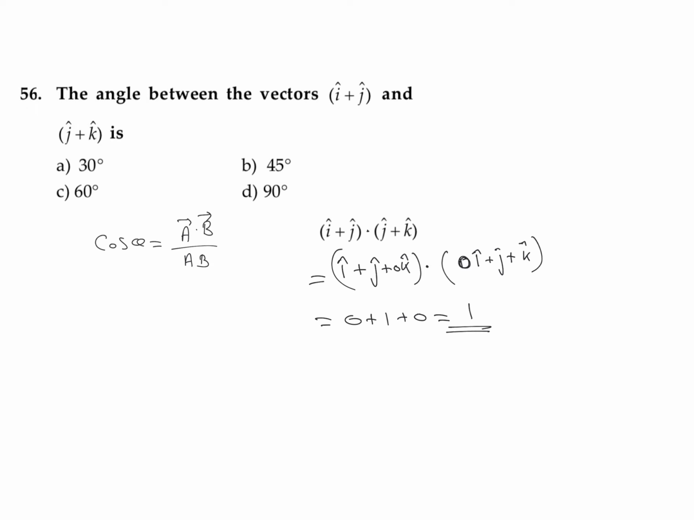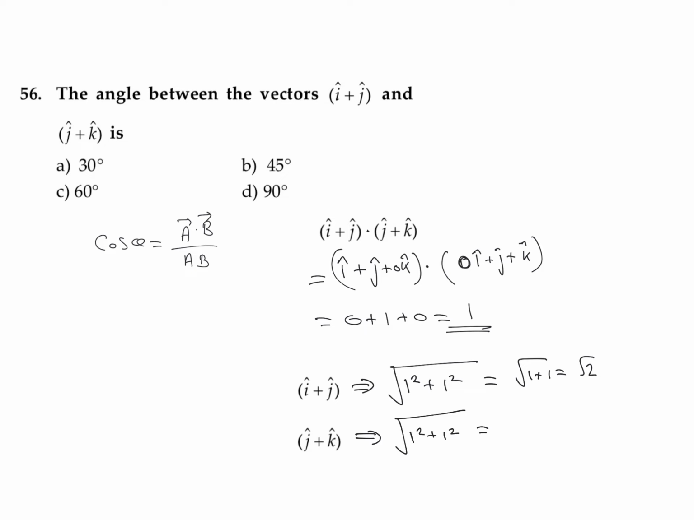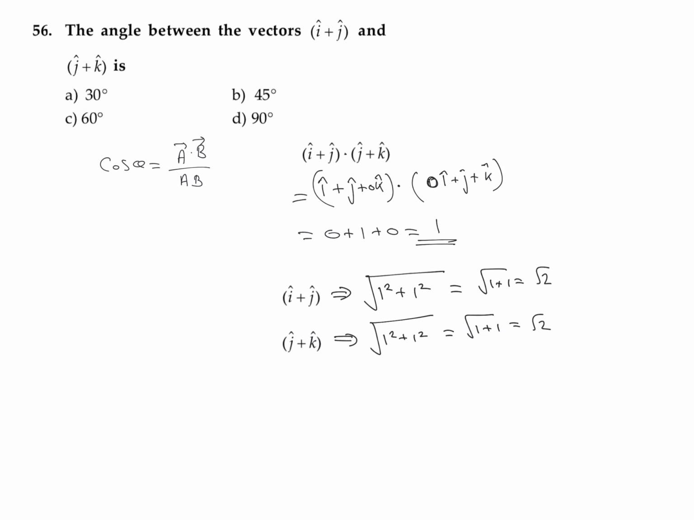Now we can find the magnitude of these two vectors. First, the magnitude of this vector is equal to under root of its x component square, that is 1 square plus 1 square, that is root of 1 plus 1, that is root 2. Similarly, we can find the magnitude of this vector: it is under root of 1 square plus 1 square, that is under root of 1 plus 1, that is root 2.